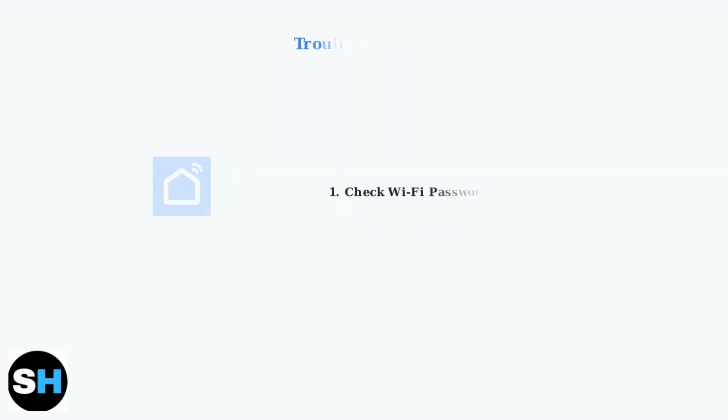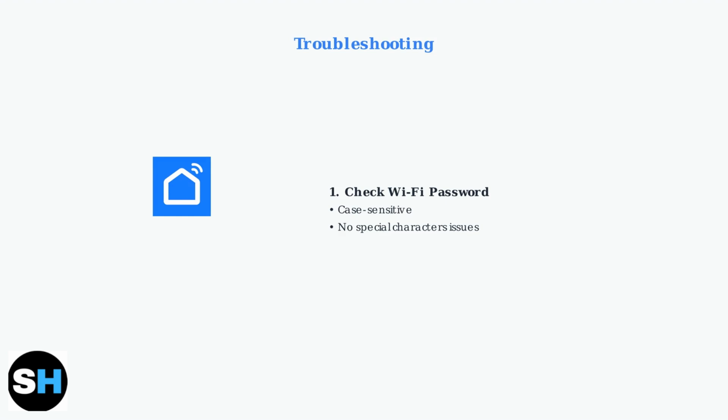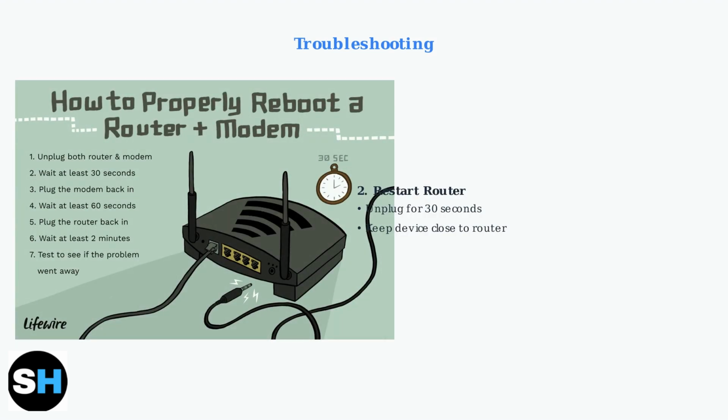If you encounter connection issues, here are the most common troubleshooting steps. First, double-check your Wi-Fi password as it's case-sensitive. Restart your router by unplugging it for 30 seconds, then plugging it back in. Ensure your device is close to the router during setup for a strong signal.